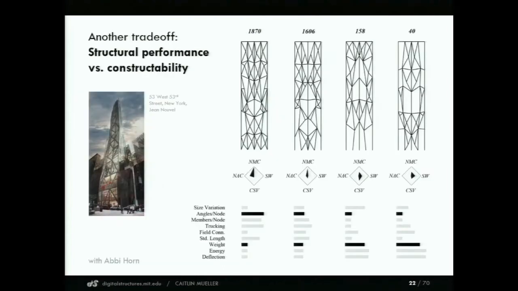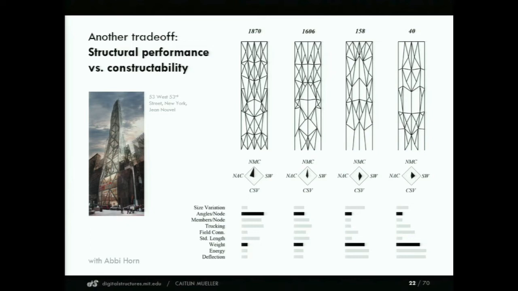Another interesting trade-off that we've seen a little bit today is to include the idea of constructability into the design process. And again, there's often a trade-off between something that performs better structurally but is harder to build, or something that's easier to build and performs worse structurally. And again, we can use these tools of multi-objective optimization to create catalogs and understand how they perform.